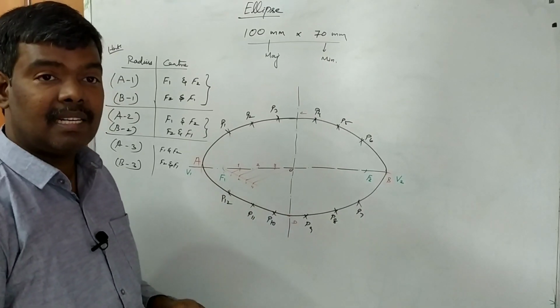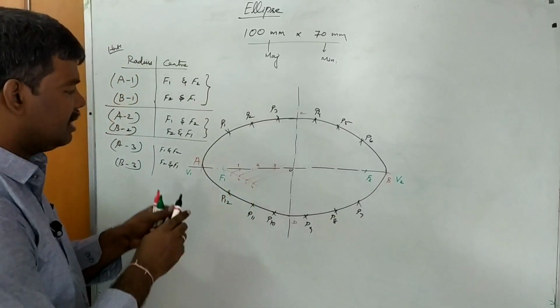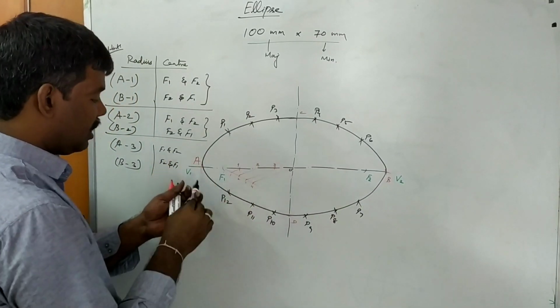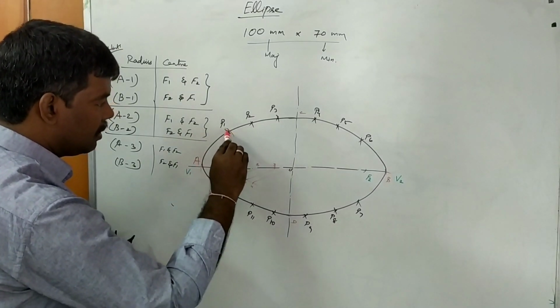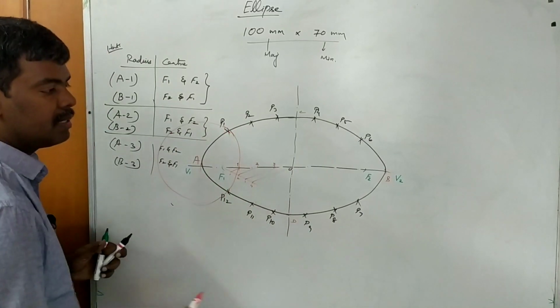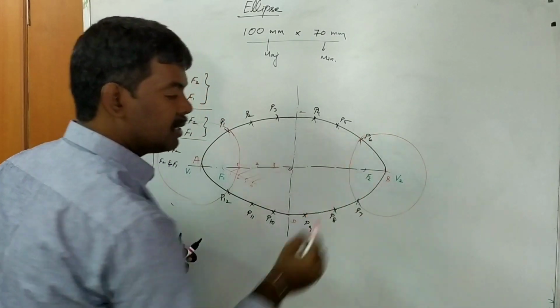Okay, sir, where is the circle? That is the question. Arcs is there, where is the circle? Just imagine. So for example, A to 1 as the radius, F1 as the center. Okay, you draw one arc. So that arc actually is one circle. Similar case F2, like this.